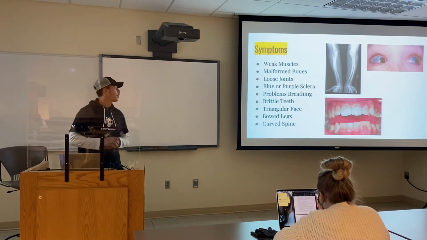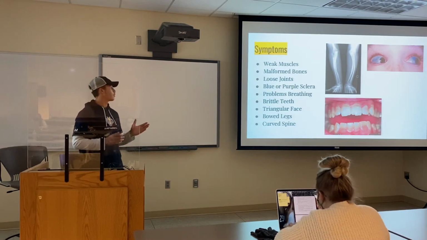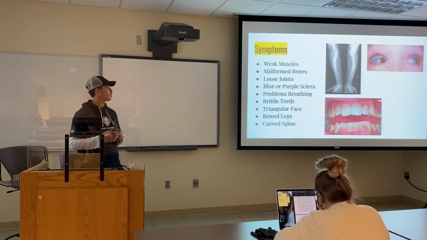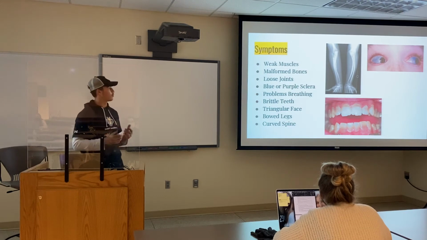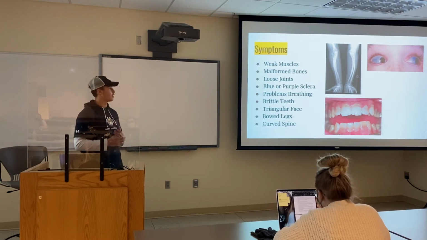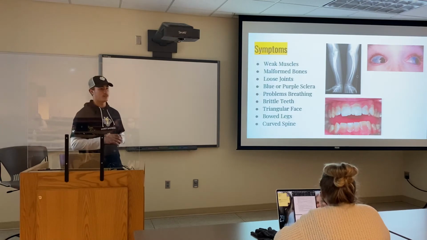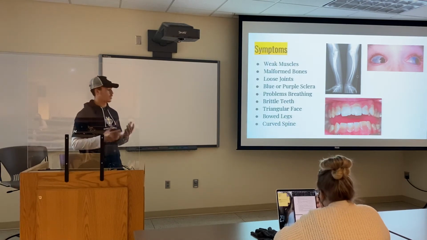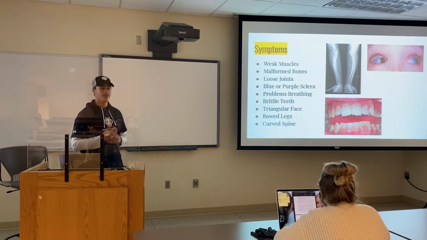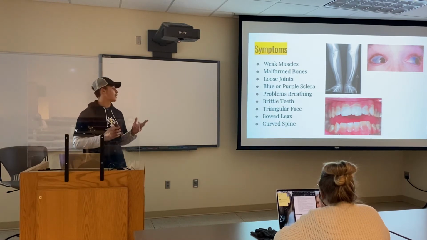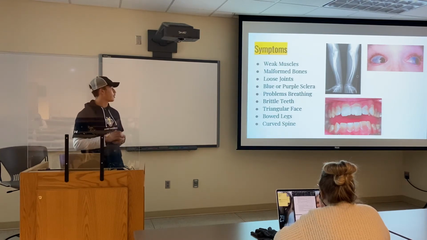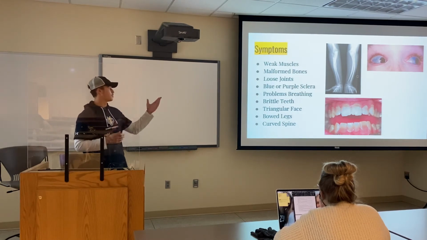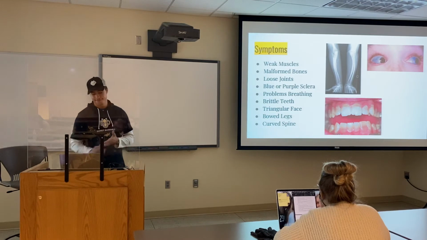So for symptoms, it includes weak muscles, malformed bones, loose joints, blue or purple sclera. So the sclera is the white of the eye. And the reason it takes on a blue tint is because it's thinner than usual. It's where the collagen is a little thinner there, and the proteins in the eye, so that's why it's kind of bluer. Problems breathing, brittle teeth, triangular face, bowed legs, as you can see in the picture there, and curvature of the spine.